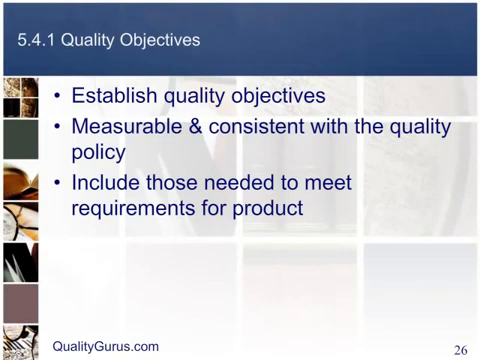As discussed in the previous slide, quality objectives flow down from quality policy. That means quality policy and quality objectives should be aligned. Quality objectives should be measurable.